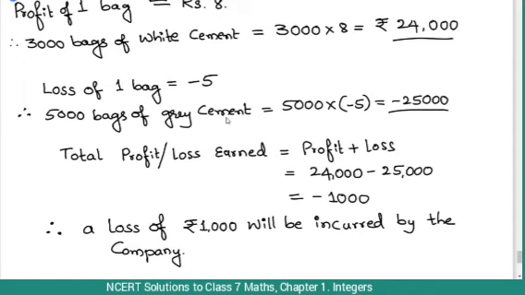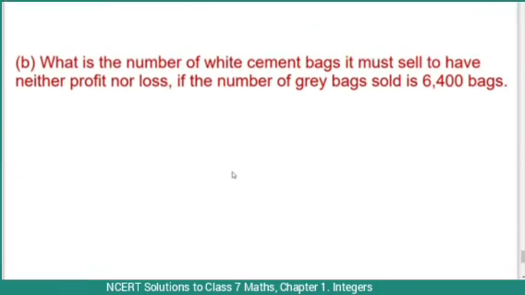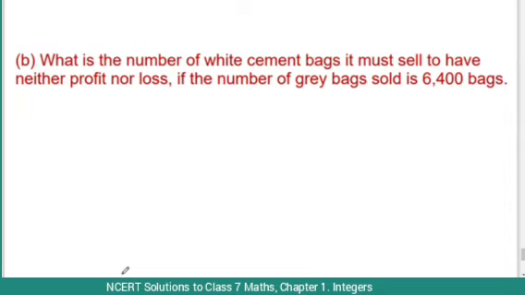Loss of rupees 1,000 will be incurred by the company. B. What is the number of white cement bags it must sell to have neither profit nor loss, if the number of grey bags sold is 6,400 bags? Solution.